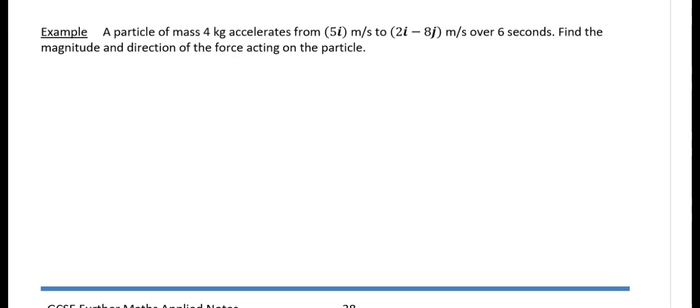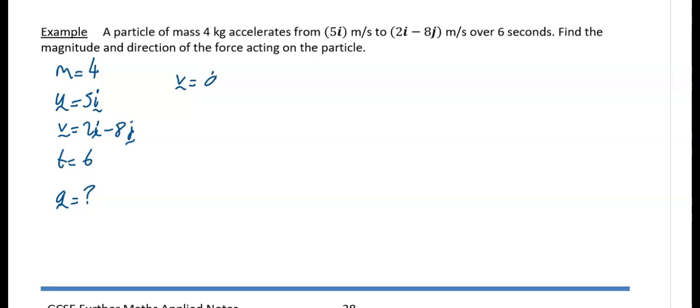Okay, last example says a particle of mass 4, so your mass is equal to 4, accelerates from 5I to 2I minus 8J, and it does that in 6 seconds. Find the magnitude and direction of the force. So before we can find the force, you've got to find your acceleration. So we're going to use V is equal to U plus AT, and rearrange that to make A the subject: V minus U all over T.